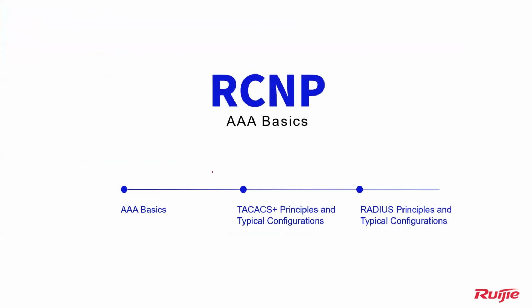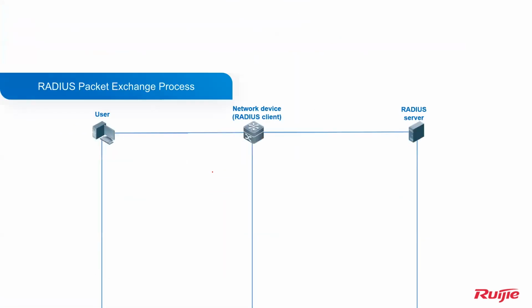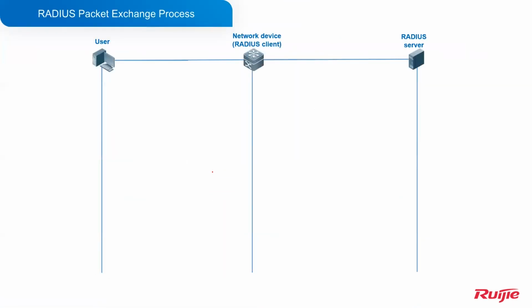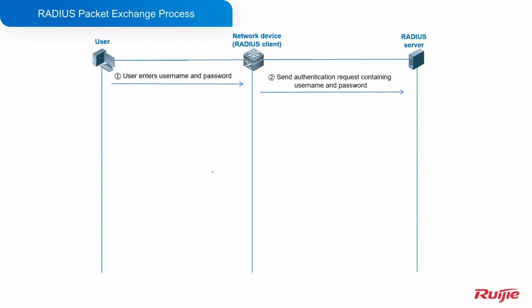And except the TACACS Plus, there is another protocol called Radius. So let's see the principles and configuration of it. If we use Radius, the user will enter the username and the password. Then the network device will send an authentication request containing the username and password to the server. The server will respond to the request, accept it or reject it. This is the result of authentication.